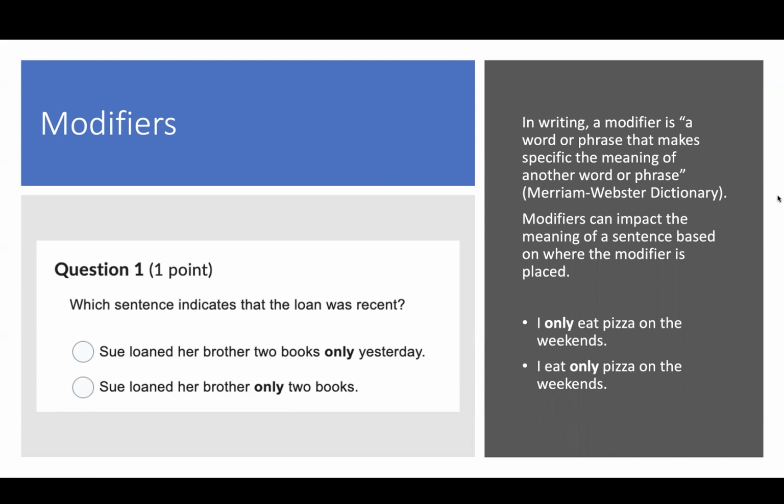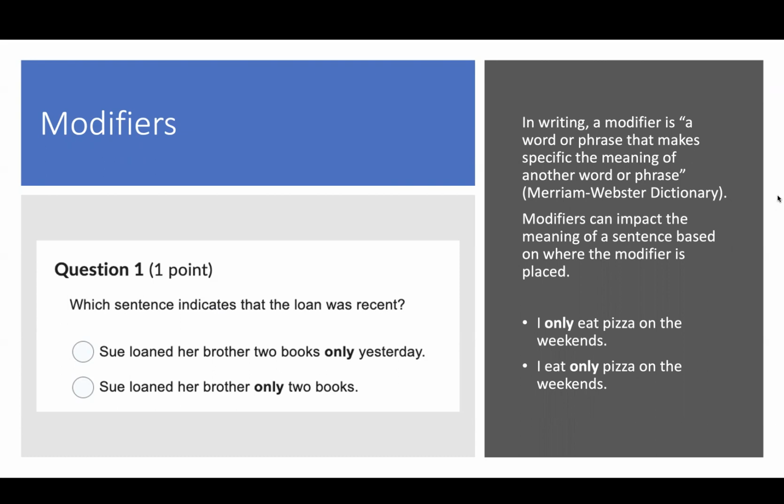But if instead I place it next to the word pizza in between eat pizza, right? I eat only pizza on the weekends. This means that when it's the weekend, all of my meals are pizza, right? And so it's a different meaning. And we're learning about how to specify what we mean based on where we place a word.